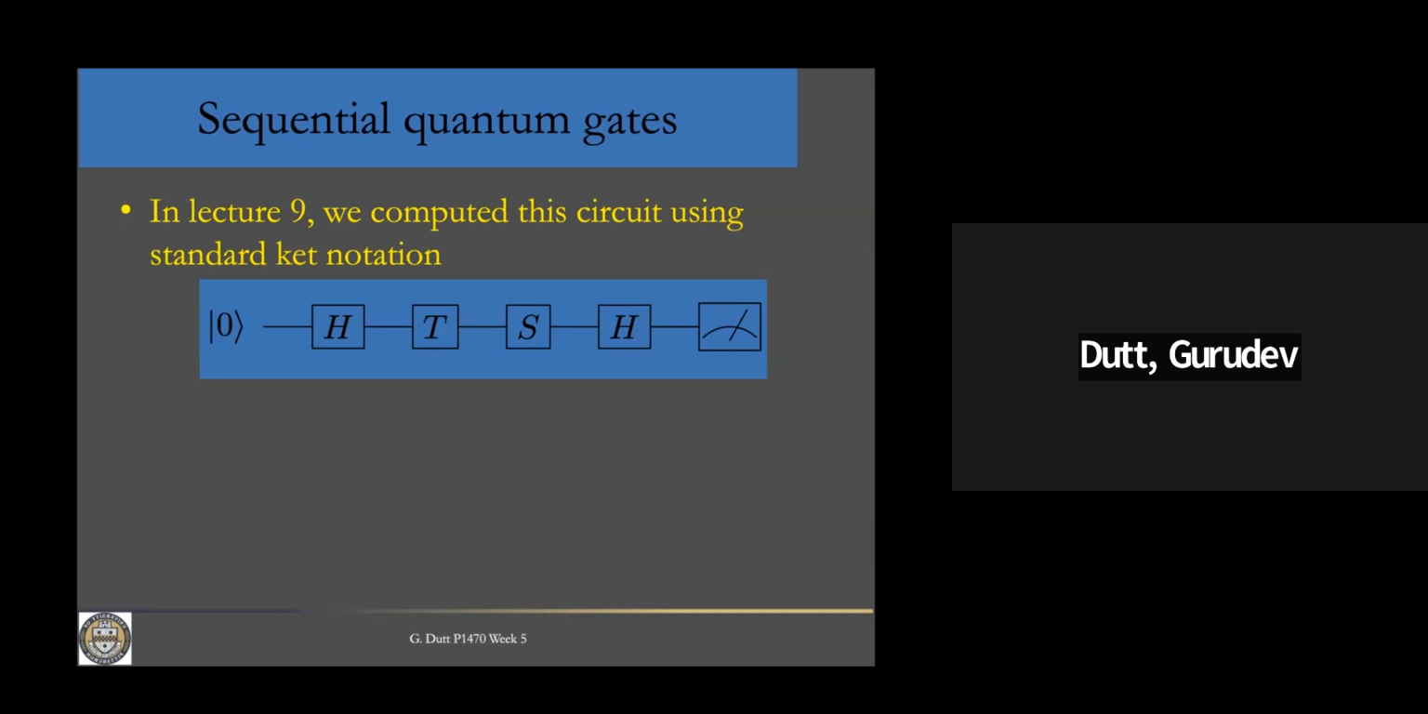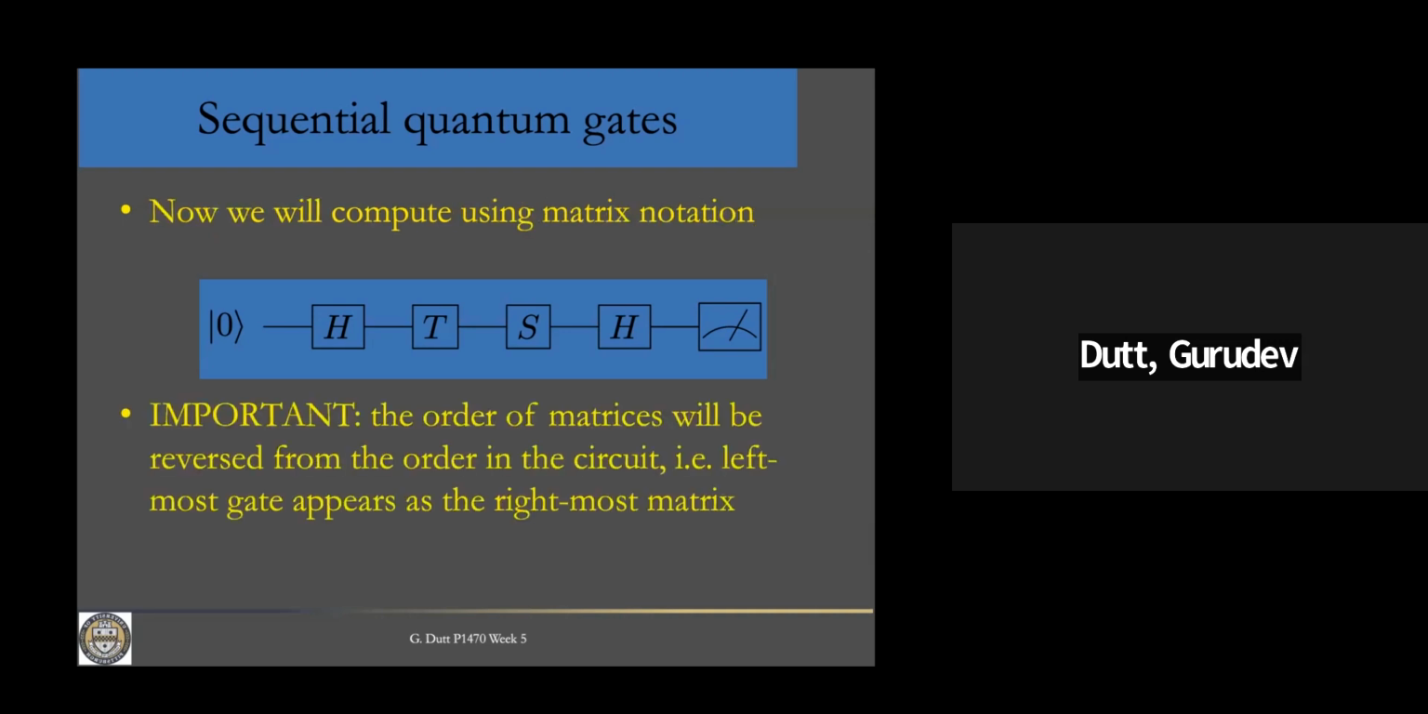So now we're going to compute this circuit. We computed it once already in lecture 9 using standard Ket notation. That is, we took the state 0, operated with H, then with T, then with S, then with H, and then made a measurement. It was okay, not bad, but it was involved. You could imagine other gates which might be even more complicated. But with matrices, it's almost trivial. We'll compute it using matrix notation.